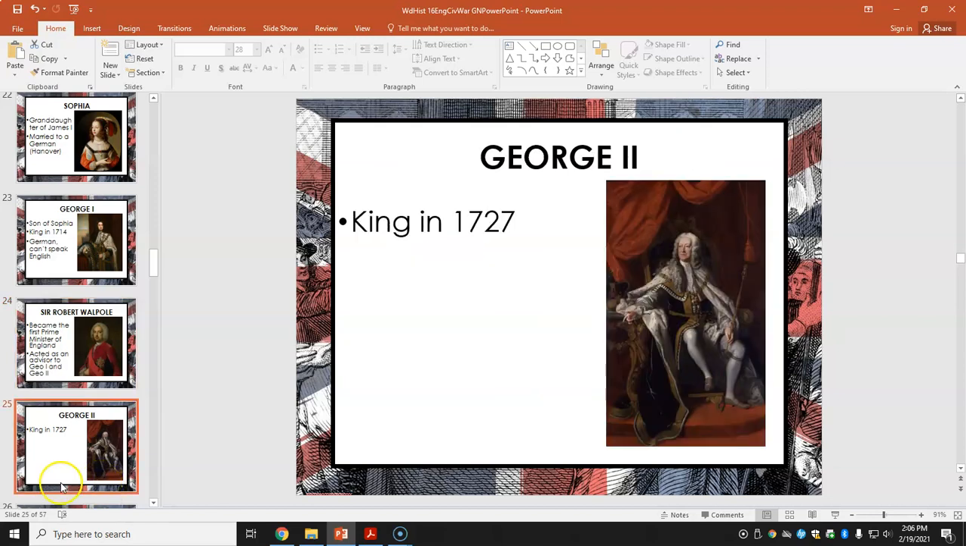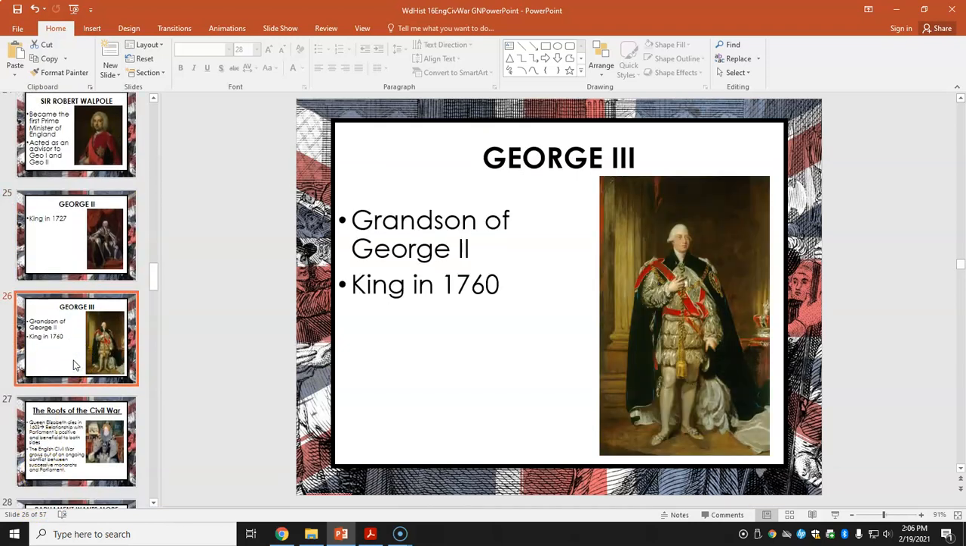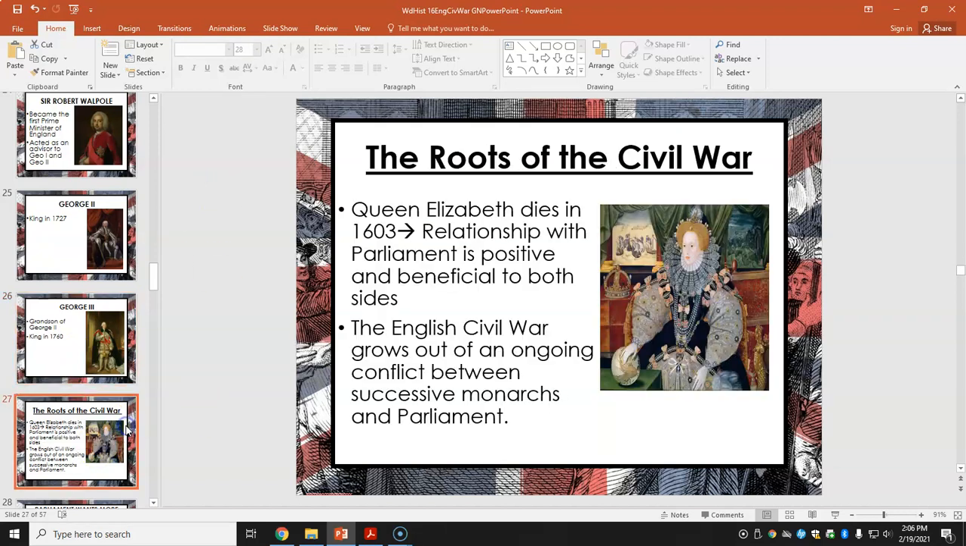George II is king in 1727. George III becomes king in 1760. He is the grandson of George II. George III is also going to be the king that is in power during the American Revolution. So that's one thing you need to keep in mind there.